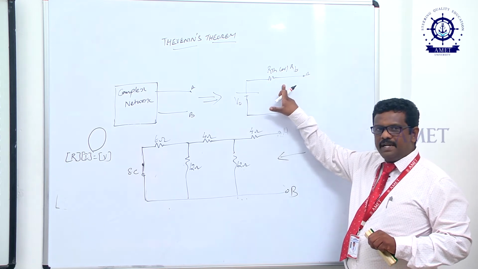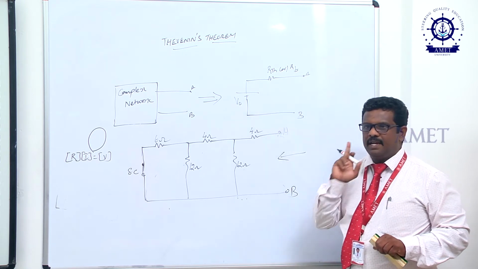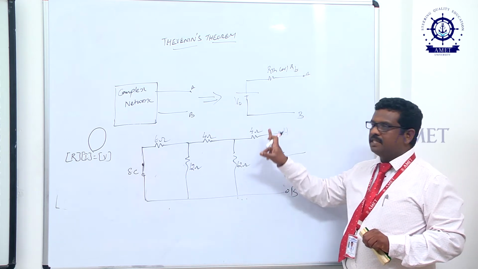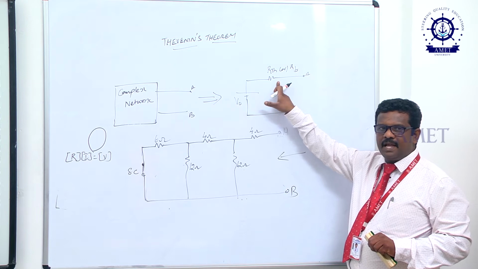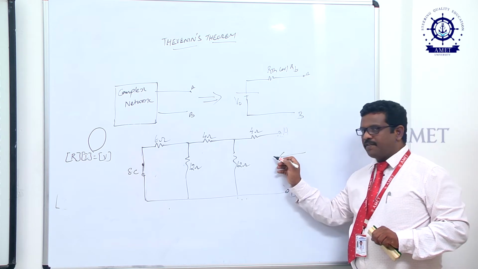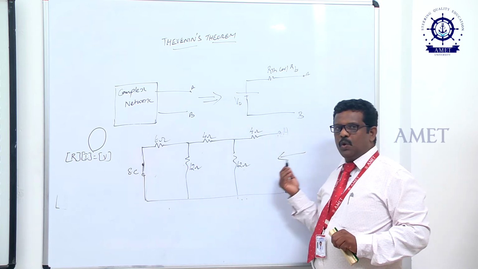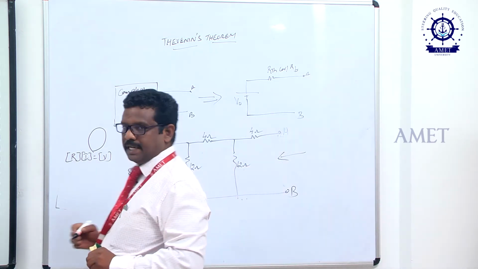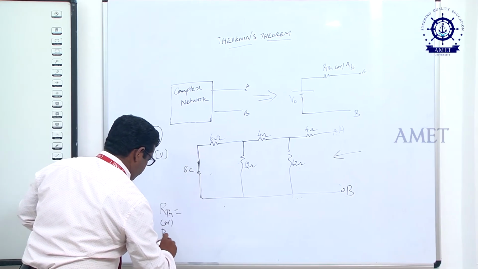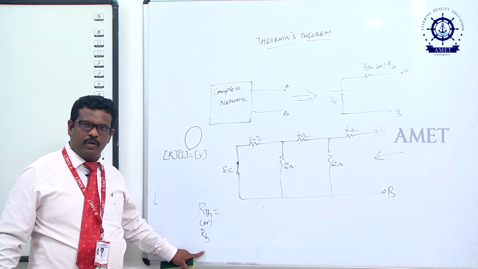What is RTH? The whole network of resistances can be replaced by one single equivalent resistance, that is called the Thevenin's resistance or looking back resistance. Looking back resistance means you are looking from here, viewing back, and calculating the resistance from the back side. So how to find out the RTH? RTH, R suffix TH, is the Thevenin's resistance or looking back resistance.